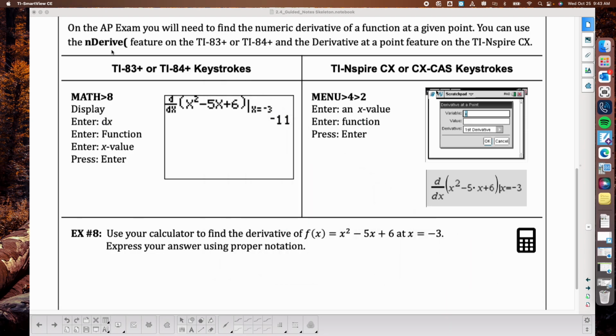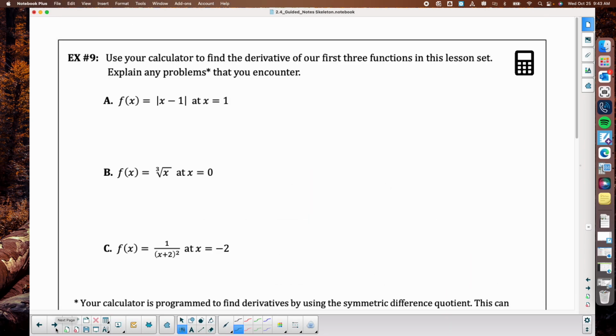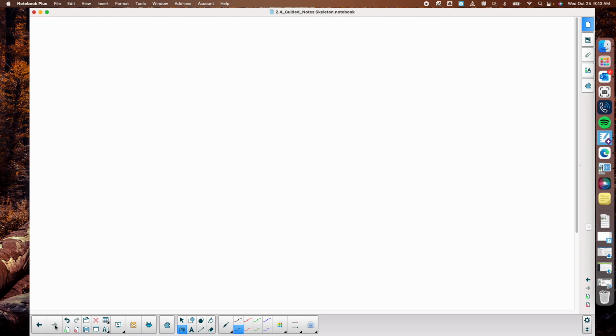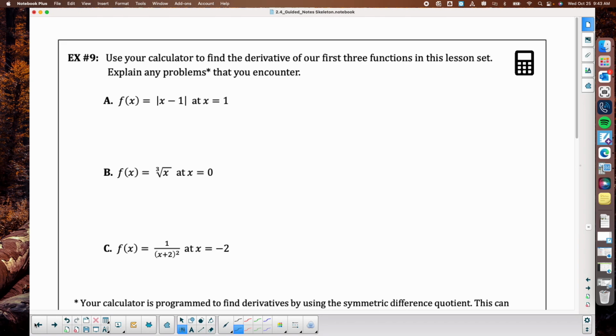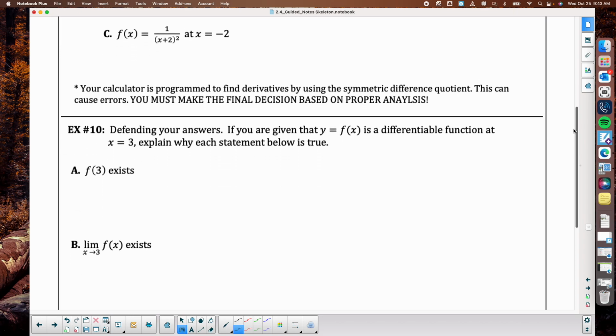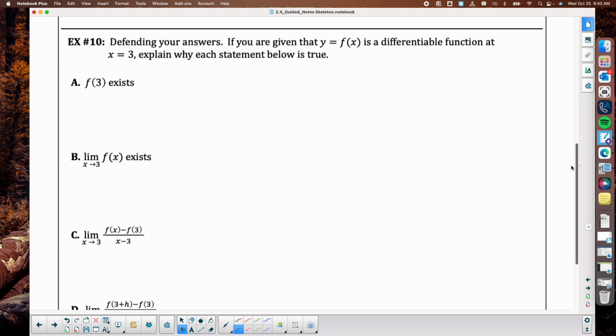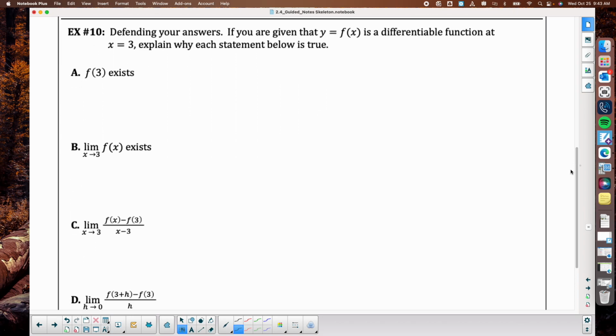Okay, almost done. Wait, wasn't there something on the bottom? Yeah. I was gonna say, I thought, remember the calculator not being the end part of it.